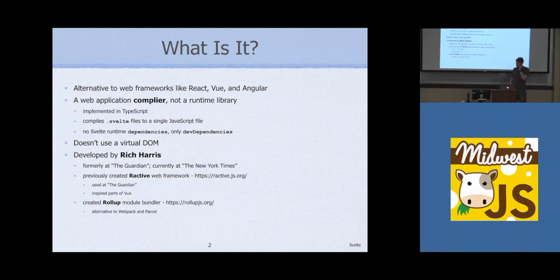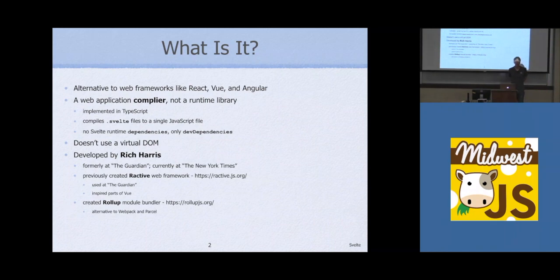So Rich Harris used to work at the Guardian newspaper, and now he's at the New York Times. And while he was at the Guardian, he created a web framework called Reactive, and it's still used at the Guardian today, and there are other companies that use it. But using what he learned from building that, he created Svelte and made a number of improvements. There are things from Reactive that ended up inspiring some parts of the Vue framework.